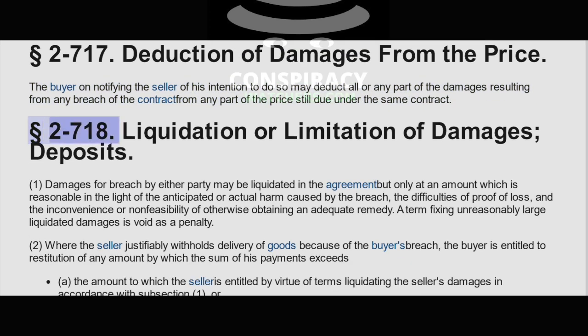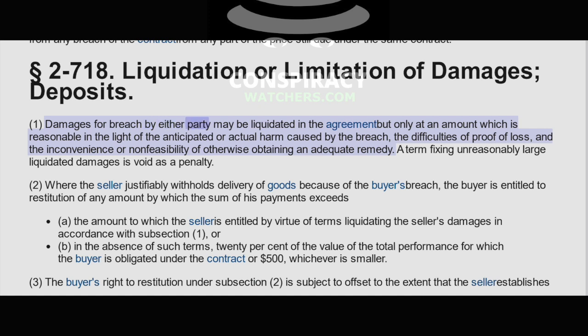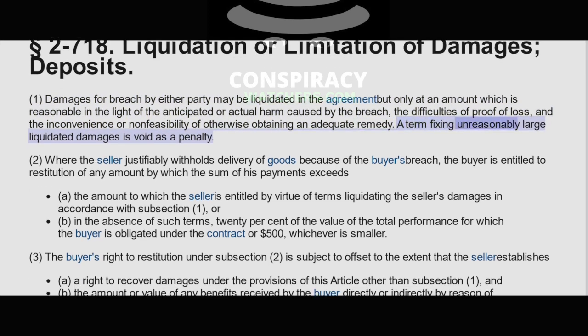Section 2-718. Liquidation or limitation of damages; deposits. Damages for breach by either party may be liquidated in the agreement, but only at an amount which is reasonable in the light of the anticipated or actual harm caused by the breach, the difficulties of proof of loss, and the inconvenience or non-feasibility of otherwise obtaining an adequate remedy. A term fixing unreasonably large liquidated damages is void as a penalty.